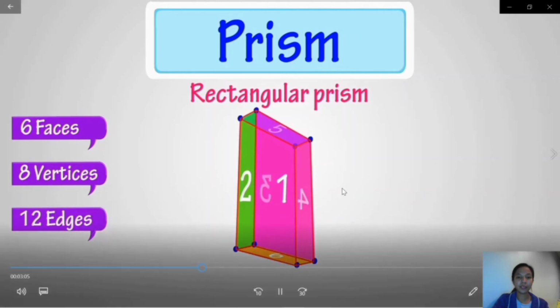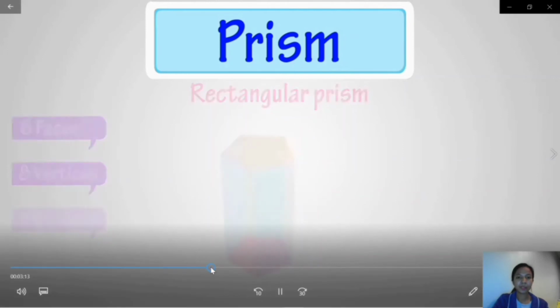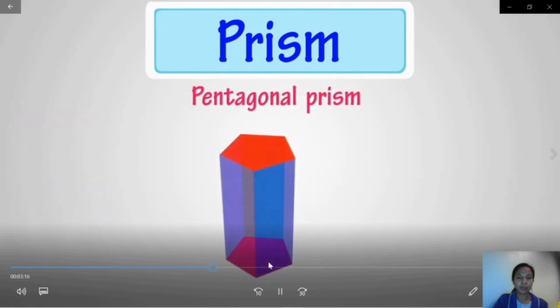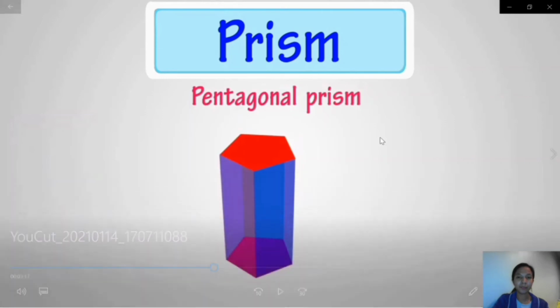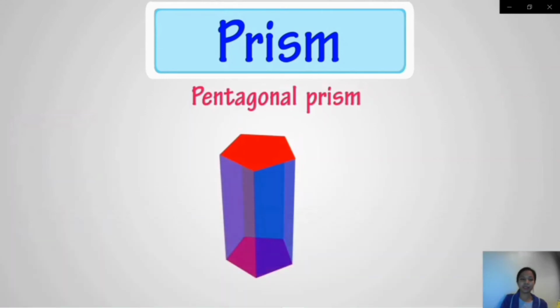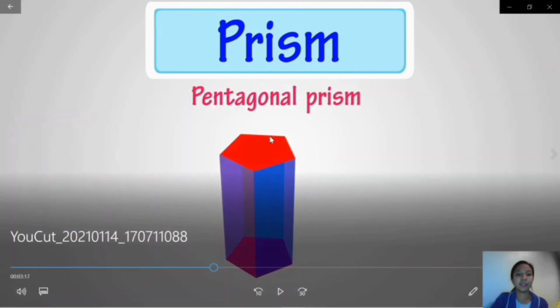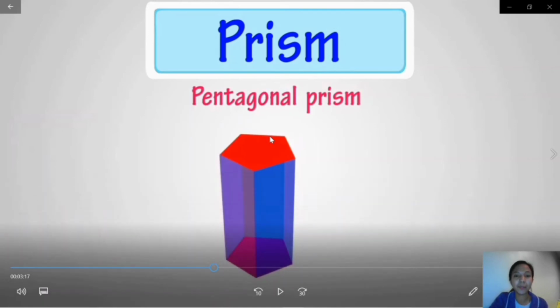So let's see the next example. Alright, so this is about the rectangular prism. Now, the last one here, the type of prism. Actually, these are only some examples of the types of prism. I'm just giving you some examples. So I have here a pentagonal prism.